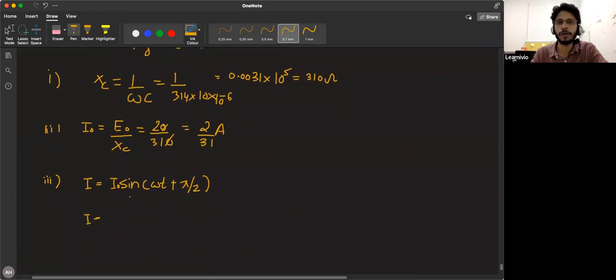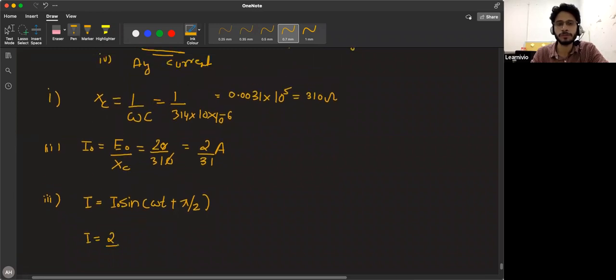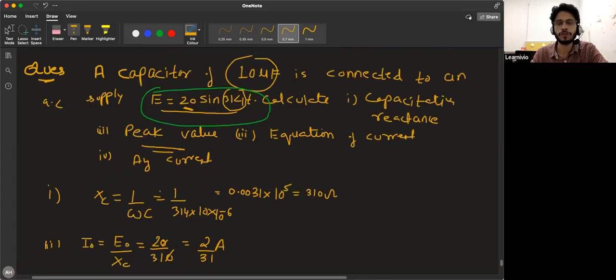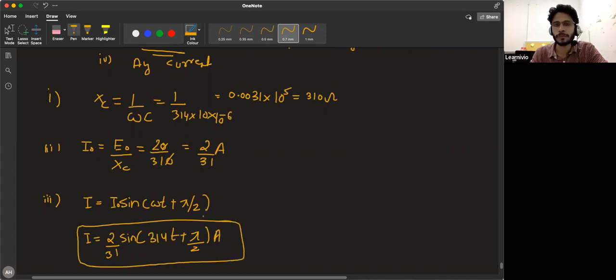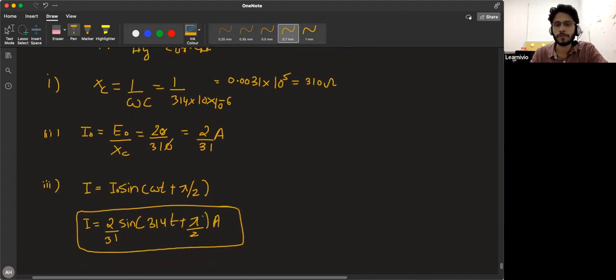Now substitute the values. How much is I naught? It's 2 by 31. Sine omega. How much is omega? It's 314. T plus pi by 2. Is it clear? It's 2 by 31 sine 314 t plus pi by 2. This is the equation of current now.